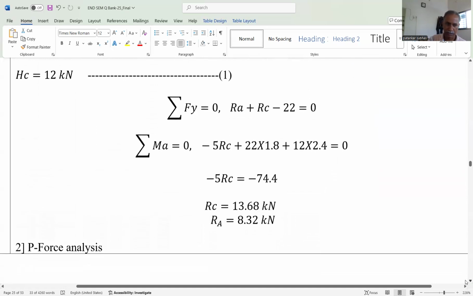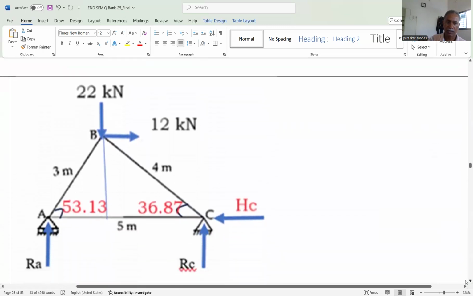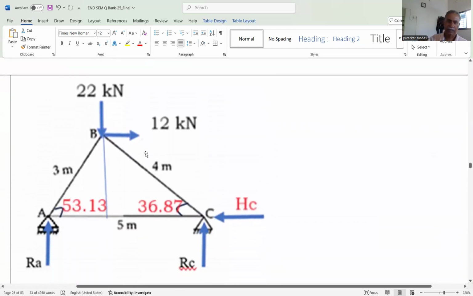Then P force analysis. For P force analysis, we can draw the diagram. Again, here it is observed that at joint A, there are two unknowns. At joint B, two unknowns, and at joint C, two unknowns. So either we consider joint A, joint C, or joint B, there is no issue. So first of all, we have considered joint A and apply the two equilibrium equations. Summation Fx is equal to 0, summation Fy is equal to 0, and we get the force in the members AC and AB.